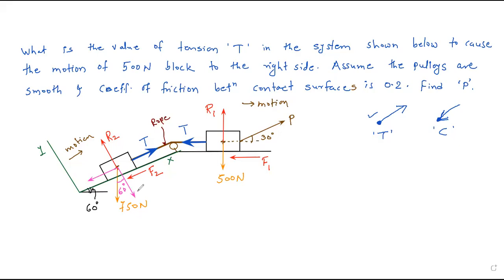Now we will resolve the force. If we resolve the force, this will be 750 cos 60 degree and this is 750 sin 60 degree. This is the resolution, so this is the free body diagram of the blocks which we have shown over here. Does anybody have any doubt in this free body diagram? Let me know.